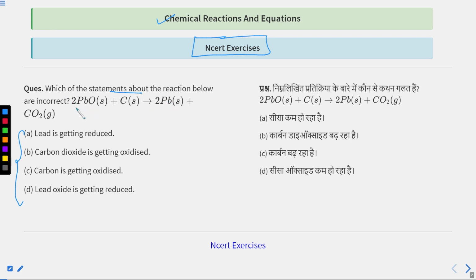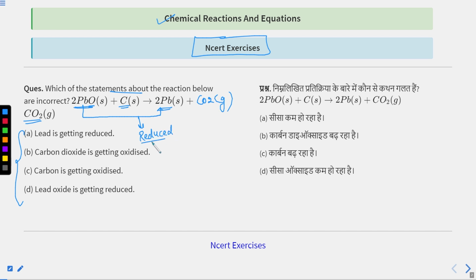The reaction says 2 moles of lead oxide, PbO, plus 1 mole of carbon is reacting, and you will get 2 moles of Pb, that is lead, plus 1 mole of CO2 gas. If you are not getting a clear idea, you can write that CO2 is a product. You can see here the lead oxide is converting itself into lead. That means removal of oxygen will take place. Removal of oxygen or addition of hydrogen means reduction. So it is getting reduced.